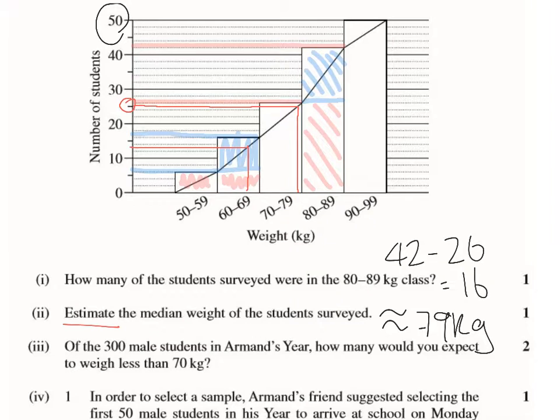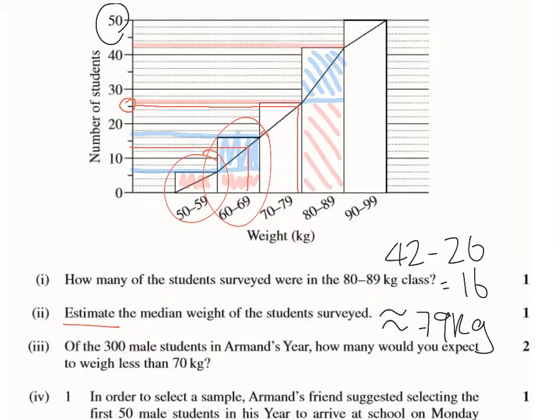All right, the third question is, of the 300 male students in Armand's year, how many would you expect to weigh less than 70 kilograms? The ones that weigh less than 70 kilograms are the ones in the 50 to 59 weight category and the ones in the 60 to 69 weight category. That total is going to be the cumulative total in the 60 to 69 category because that includes the amount in the 50 to 59 because it is cumulative.